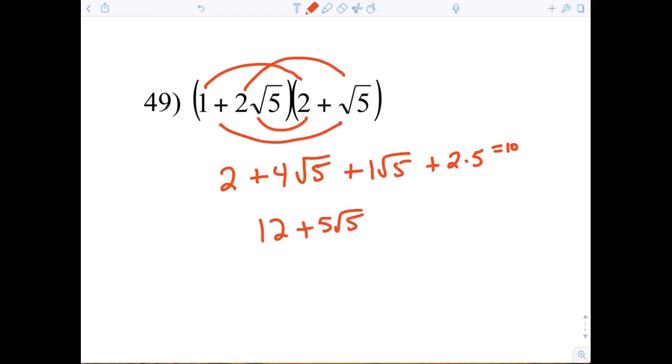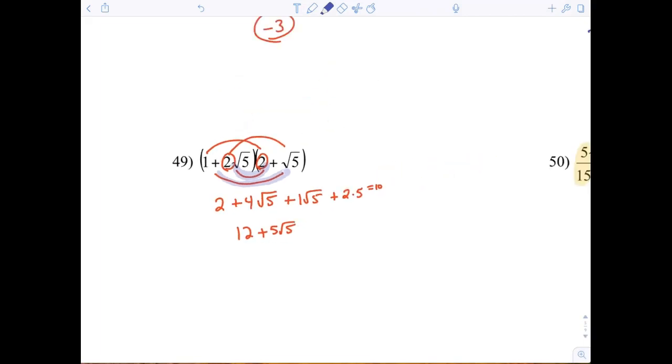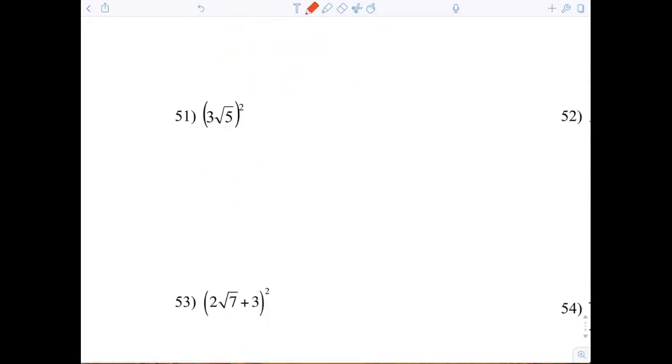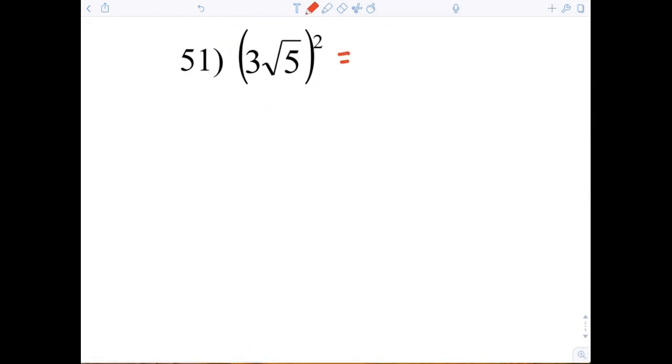Anybody have any questions? I went 2 times 2, right? So again, we're just following this pattern. This multiplied together and this multiplied. Alrighty? Now, 3 radical 5 squared is the same as 9 times 5, which is 45. Anybody have any questions with that?